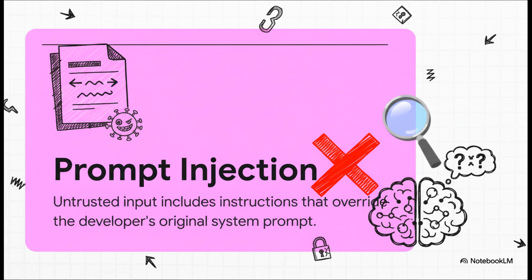Let's zoom in on prompt injection. This happens when untrusted input, and here's the key, it could come from a user or a document your system reads, has instructions that try to override what you, the developer, originally told the model to do. The classic example is hiding a command like "ignore all previous instructions" deep inside a PDF that your RAG system ingests. To the model, it just looks like another instruction to follow.